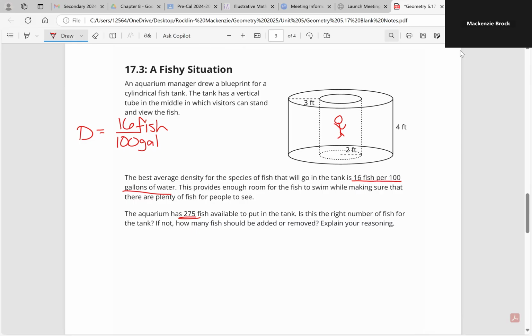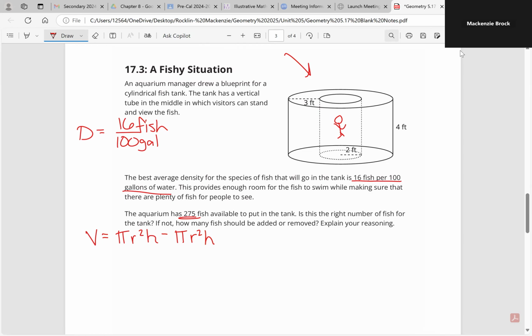If not, why? Okay, we need to figure out what the volume of the aquarium is, because that helps us know how many fish there should be. So we need the volume of the big cylinder. So pi r squared h, and then we're going to subtract the volume of the little cylinder.